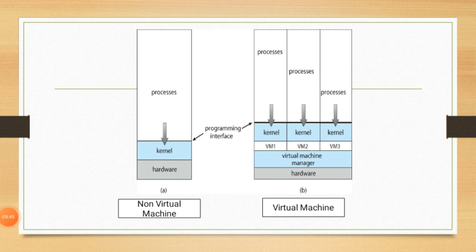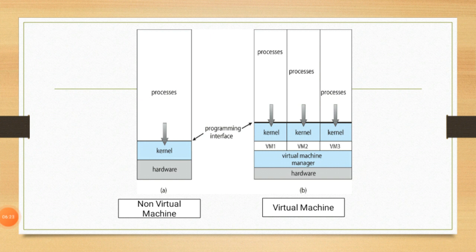A virtual machine manager is nothing but software. This virtual machine software, or manager, runs in the kernel mode. Remember, the virtual machine manager runs in the kernel mode, and the virtual machines VM1, VM2, VM3 run in the user mode. Clear?